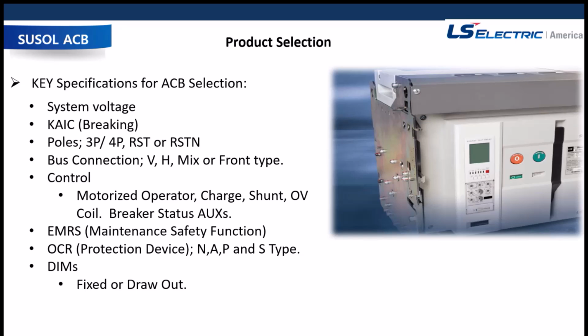Obviously, everybody fixates on the quality of the OCR protection device. You have a normal type, a meter type, a power type, and then the super type. We'll go over them down here in the list. And obviously dimensions. Air circuit breakers are much larger protective devices than molded case circuit breakers.